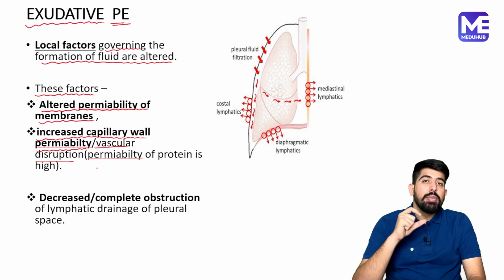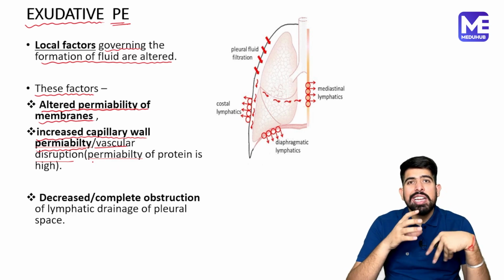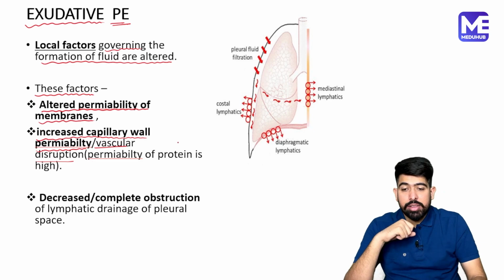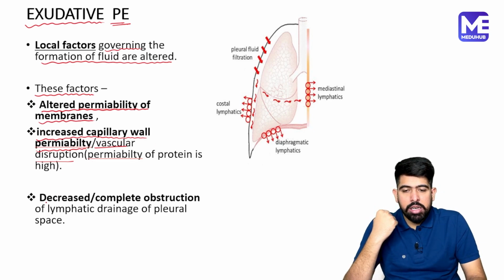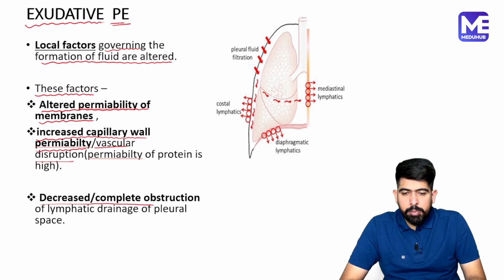Permeability of protein is high. If the protein is very high, the permeability of the capillary wall will increase, right? And the third is a decrease or complete obstruction of the lymphatic drainage of the pleural space, right?